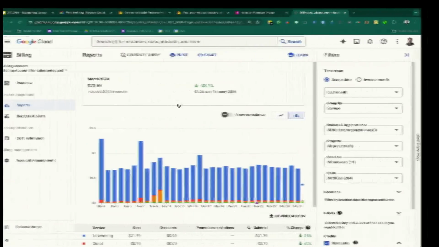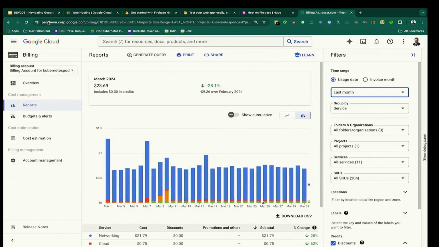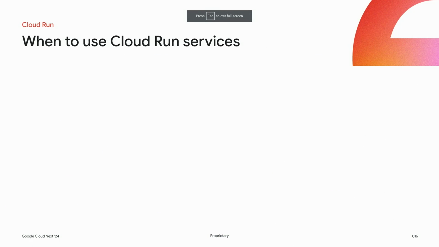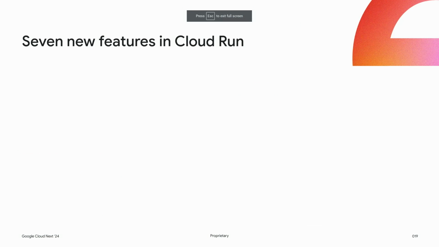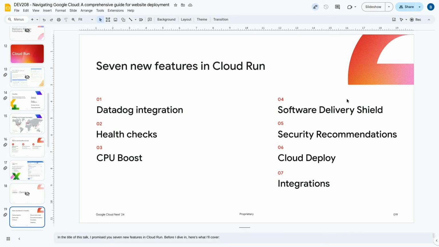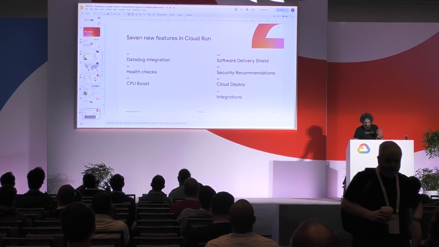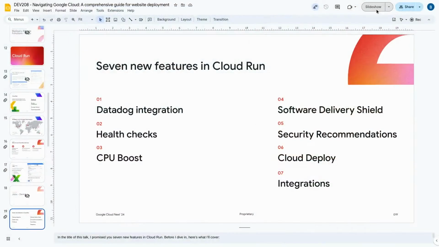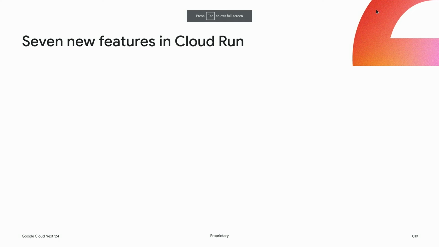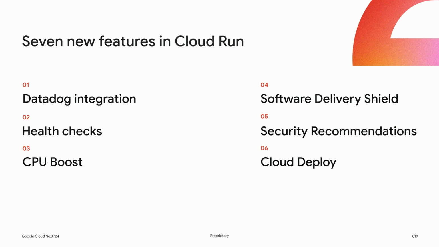So if I switch back to the slides, I think I should probably have thank you notes somewhere at some point. I didn't show this: there are a bunch of things that we announced in Google Cloud Run in 2024. You can do health checks, you can do CPU boost, you can integrate it with Google Cloud Deploy, and it has security recommendations. I could probably have shown this actually.